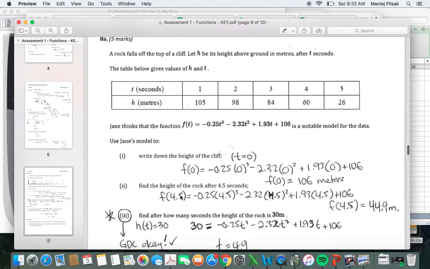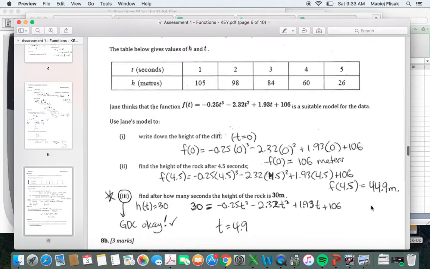So I put a time of 4.5 into the function. This t was replaced by 4.5, and then every other t replaced by 4.5. So when you read a function, you should read this: what is the height when time is 4.5? And I calculated that on the calculator. Final answer is 44.9. That makes sense. It's a number between 60 and 26. So it is at 44.9 meters.